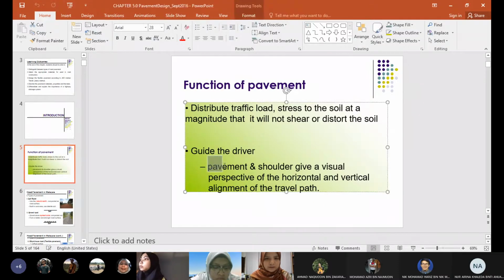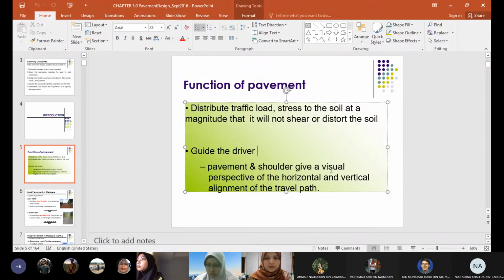Okay, guide the driver. Sebab apa? Dekat atas tu ada pavement dan juga ada shoulder. Alright. Shoulder is specifically for emergency cases where the car can stop over there, or it is also a lane that you provide for the motorcyclists or the bicyclists. Those are actually all the riders. Those are the functions of the shoulder.